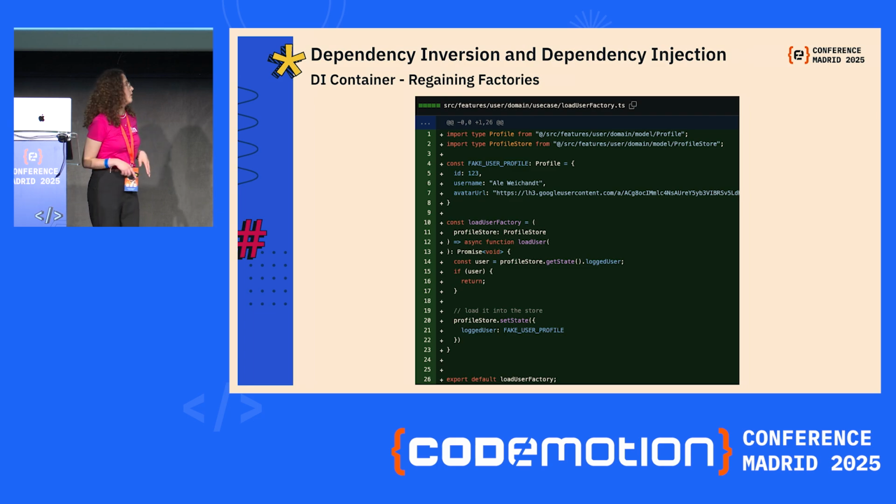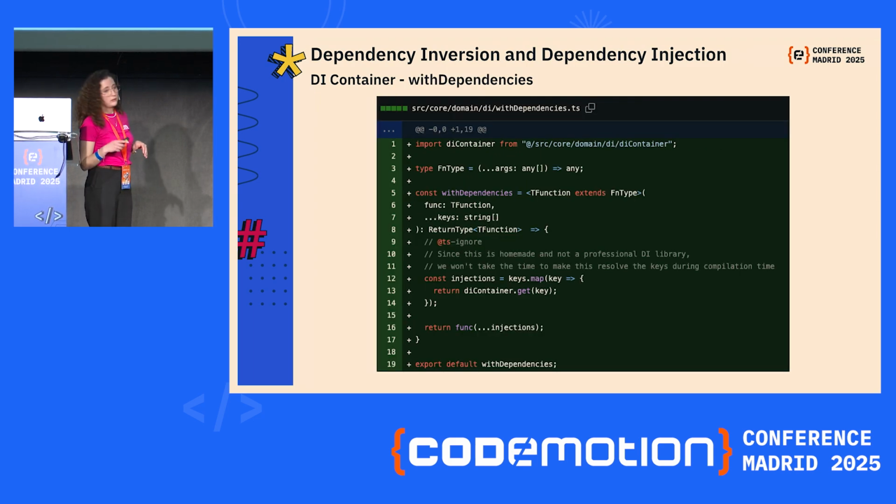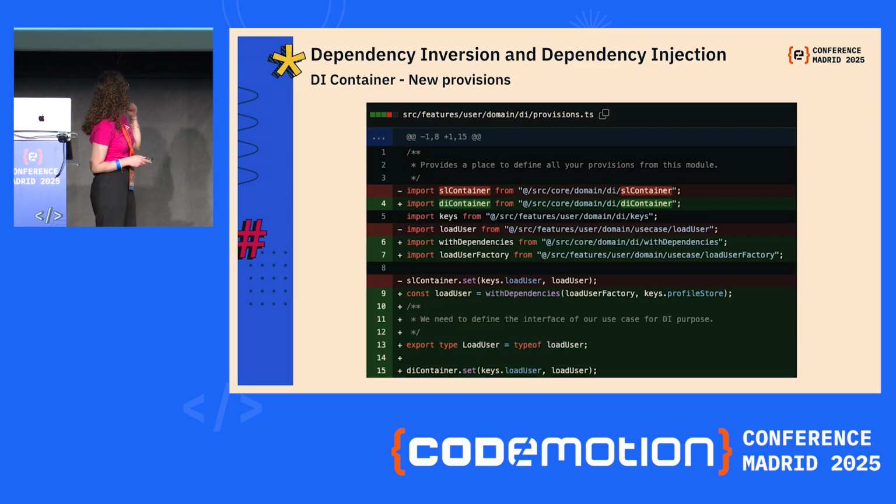So the code for this, basically the first thing we did was to regain our factories. You can also compare it in the dependency injection branch, if you like. Then we're going to use the withDependencies function that we defined here. Barely. More or less. We're not experts. We are not TypeScript experts. We have one person in our team who is. It's not us. This is homemade. But the basic idea is here. You get it. Basically, this function will look for all of the dependencies and make them available. Now the provisions will look like this, which is great.